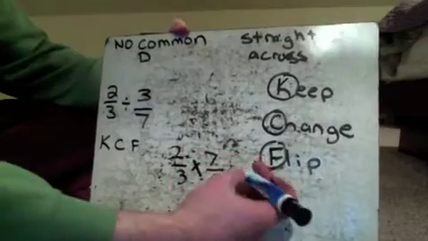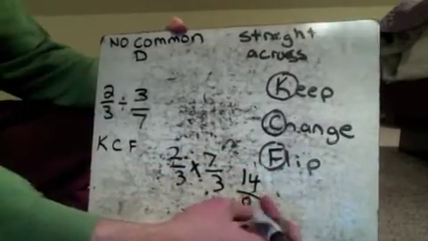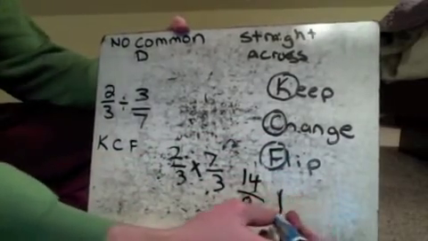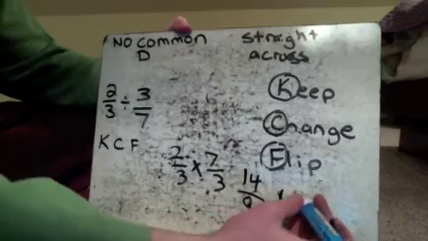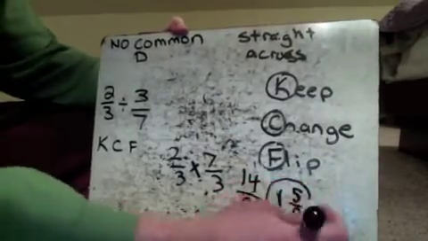2 times 7 is 14. 3 times 3 is 9. 9 goes into 14 one time, with 5 left over. There's your answer.